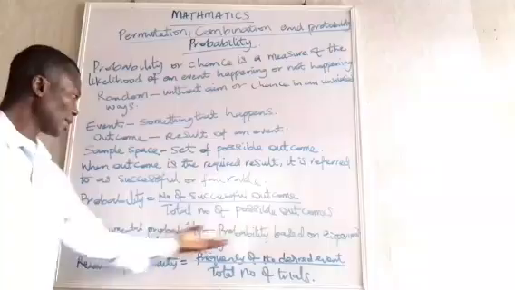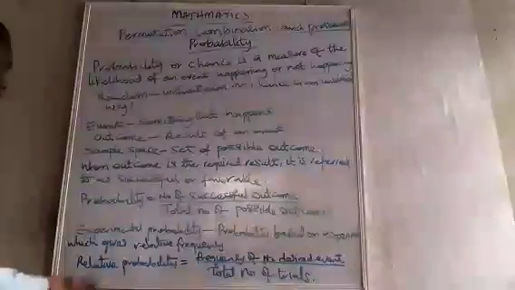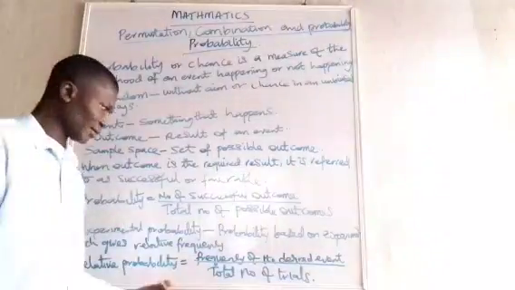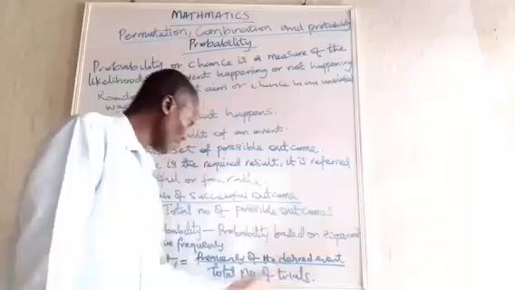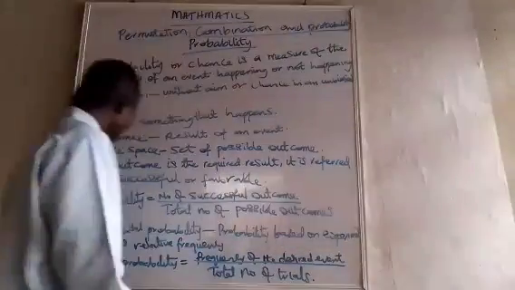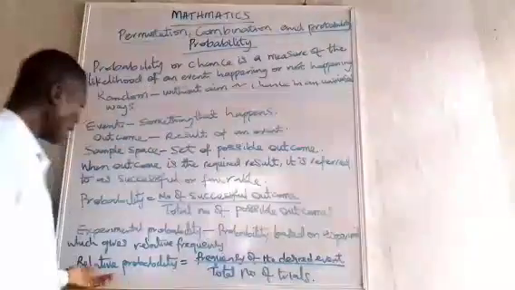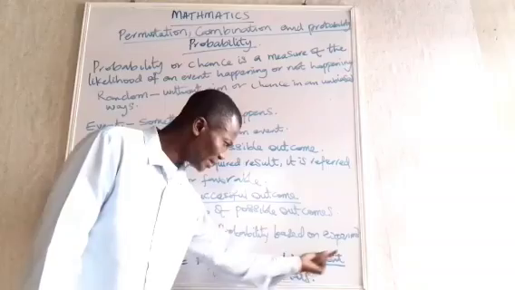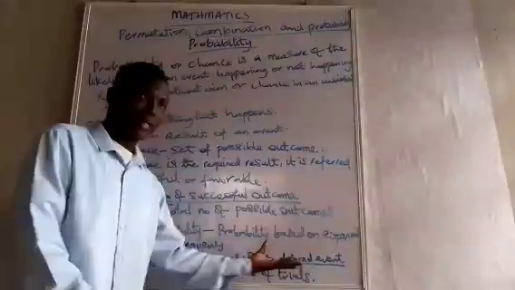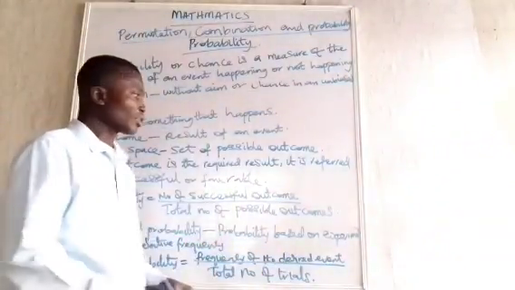Experimental. In terms of experimental probability, we talk about trials. That is probability based on experiments, which gives relative frequency. Relative probability is the frequency of the desired event over the total number of trials. That is it. Sometimes it might be trials, sometimes it might be total outcomes.